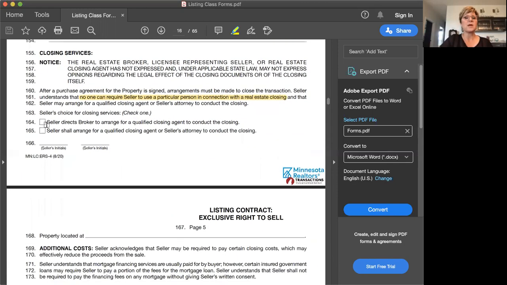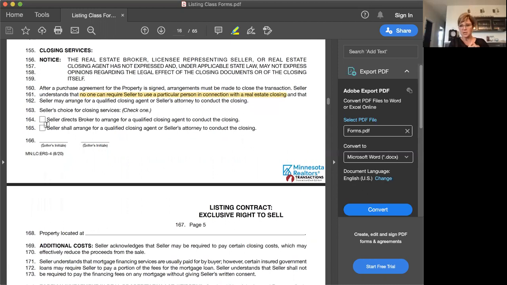Awesome. Okay, next section, closing services. You guys need to know that you do not have the right to tell a seller where they close, right? So I would always tell you, you should ask: do you have a preference where we close when we find the buyer? Some sellers will say, yeah, I closed at Rochester Title last time. They were great. I'd love to close there.